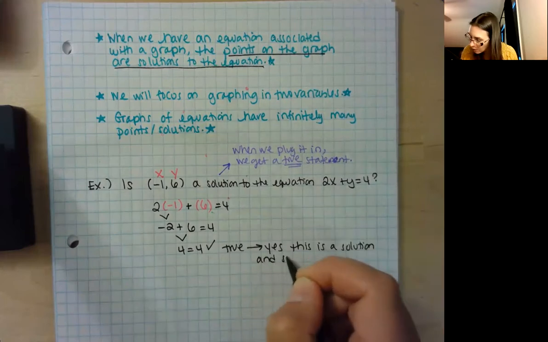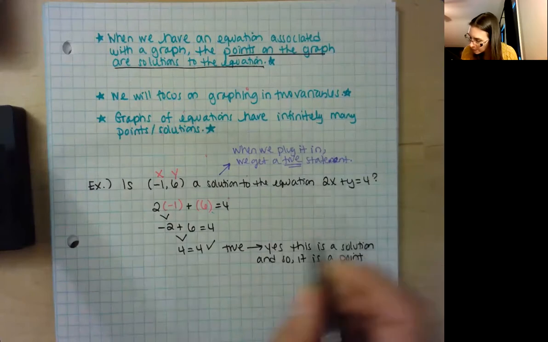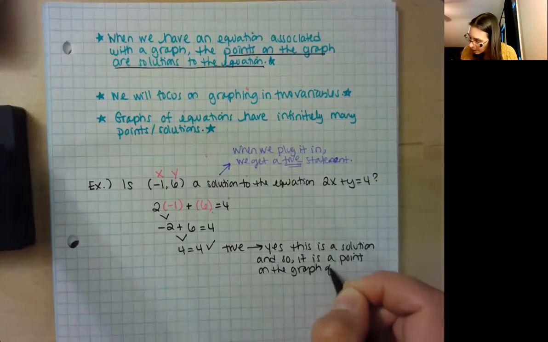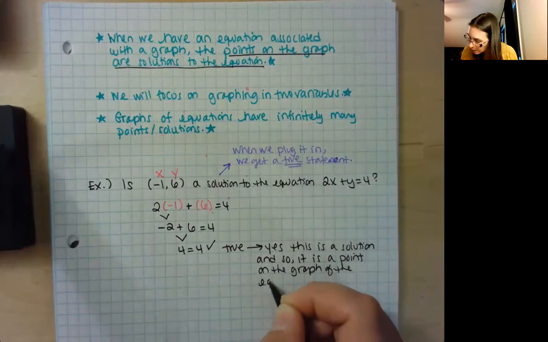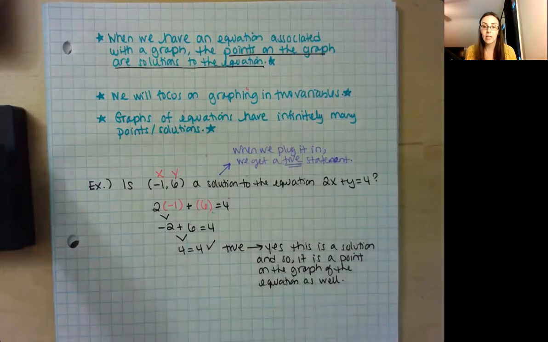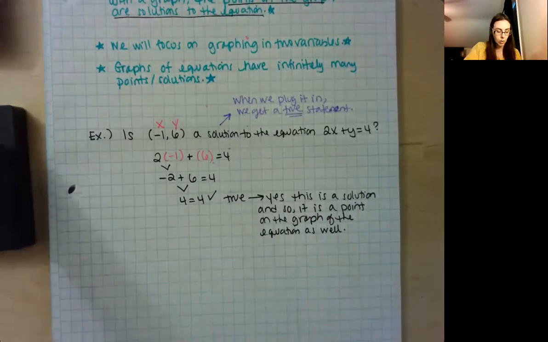And so it is a point on the graph of the equation as well. Okay, so it does both. So if you have solutions, you have points. If you have points, you have solutions. So it's a really nice relationship we have between the visual or the graph and the algebra or the equation here.